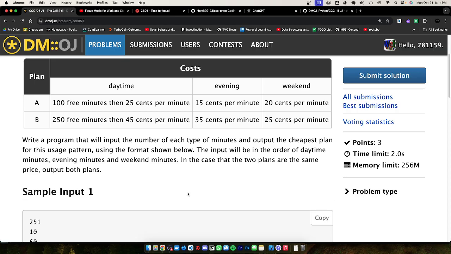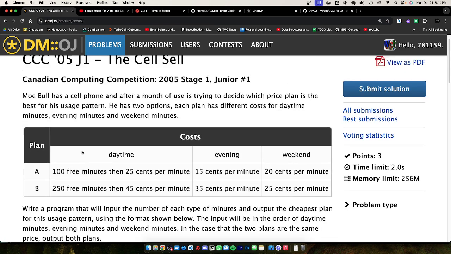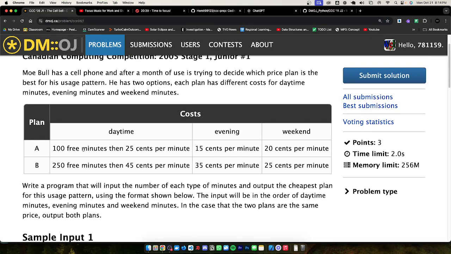The input will be in the order of daytime minutes, evening minutes, and weekend minutes. In the case that the two plans are the same price, output both plans. So, for example, in the sample input 1, this is going to be the amount of minutes he used in the day. This is how much he used in the evening, and this is how much he used on the weekend. All right.